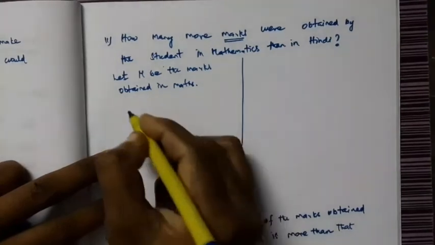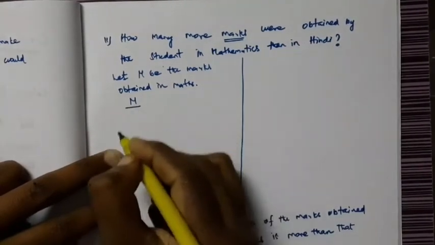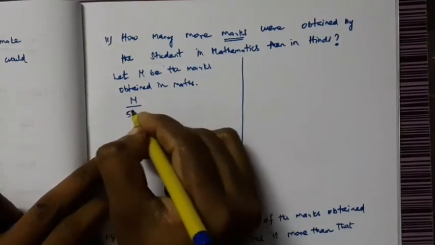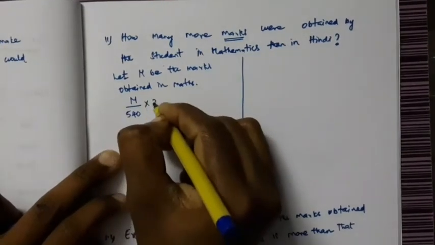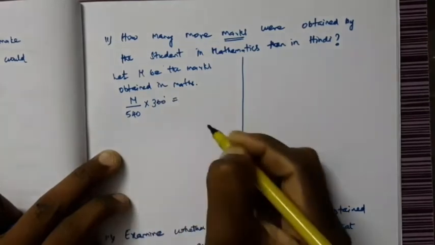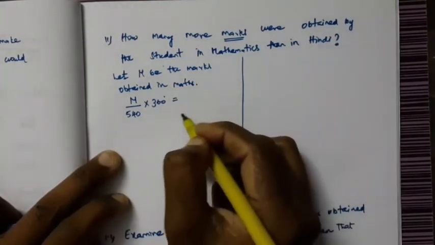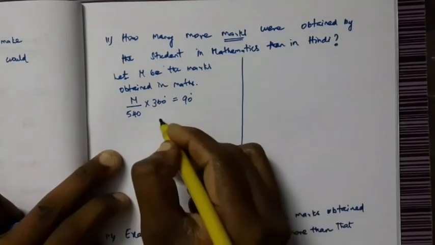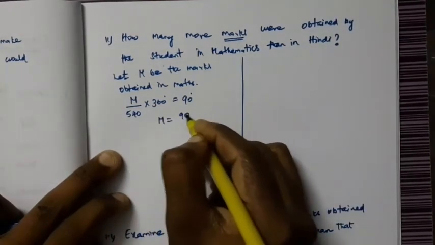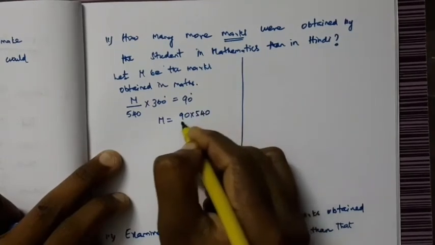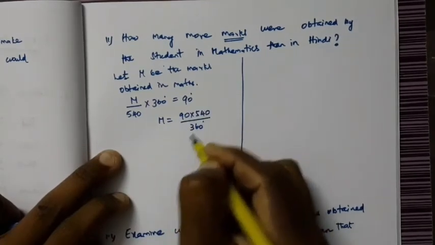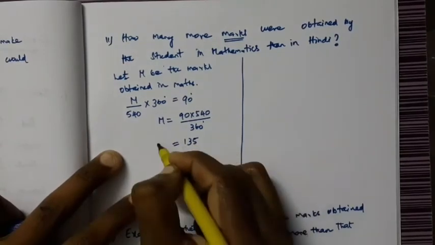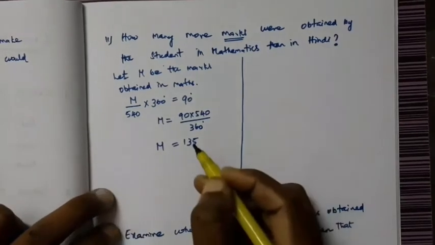M divided by the total mark, 540, multiplied by 360. Now I have to give the angle. For maths it is 90 degrees. So from this we can find M is 90 multiplied by 540 divided by 360. That gives 135 marks. This is the maths mark.